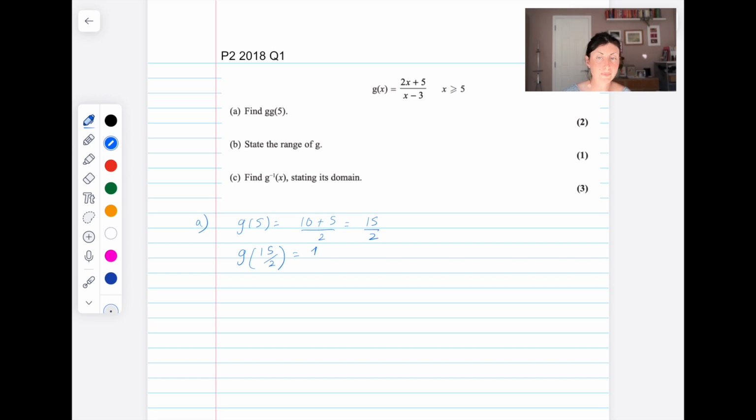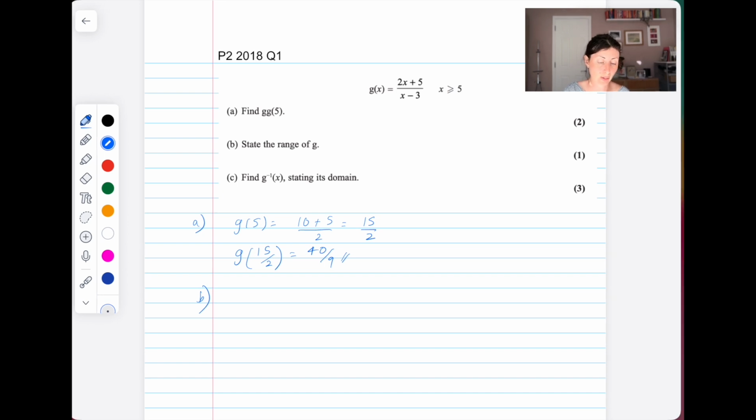State the range of g. Okay, so this is a 1 marker. It appears to be a reciprocal graph, but it's not in the general form that we know how to deal with reciprocals. The way I like to do it, we can identify one asymptote. We know that x can't equal 3 because of x minus 3 on the denominator. You can't divide by 0, so x cannot equal 3. So that's one asymptote, but we don't know the other one.